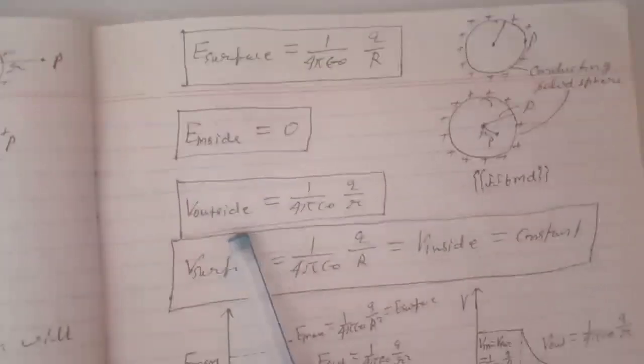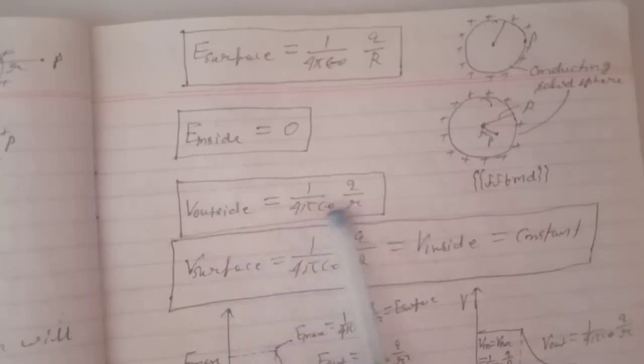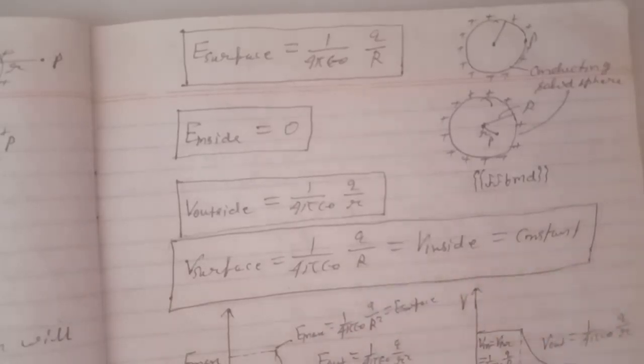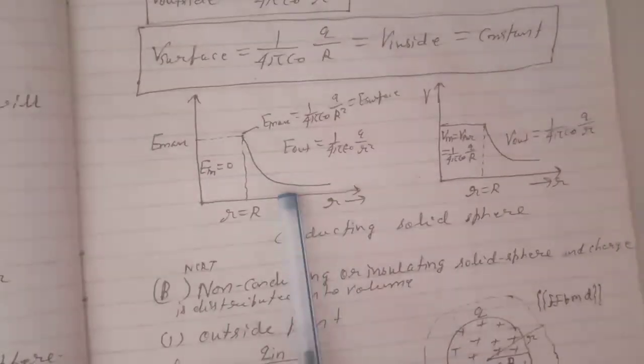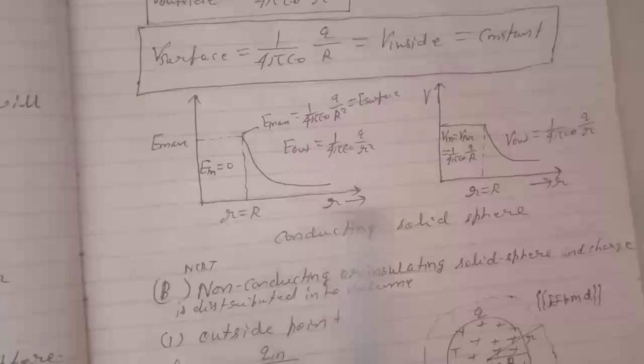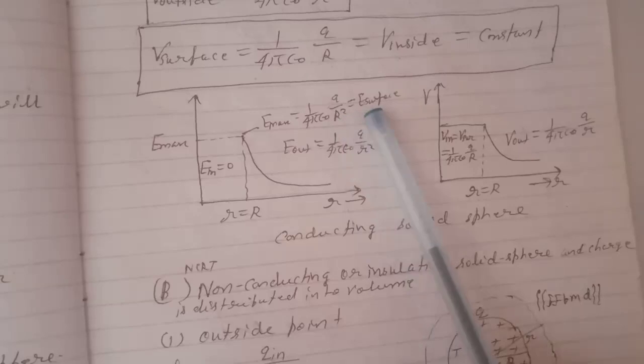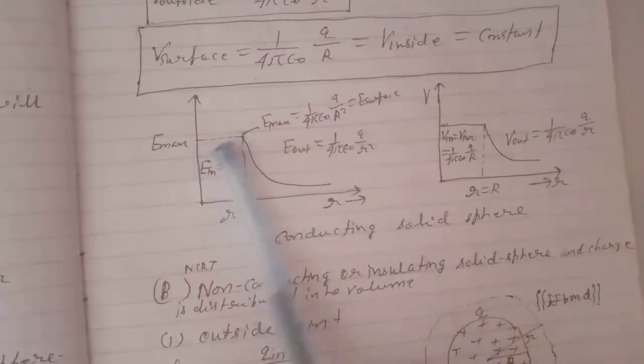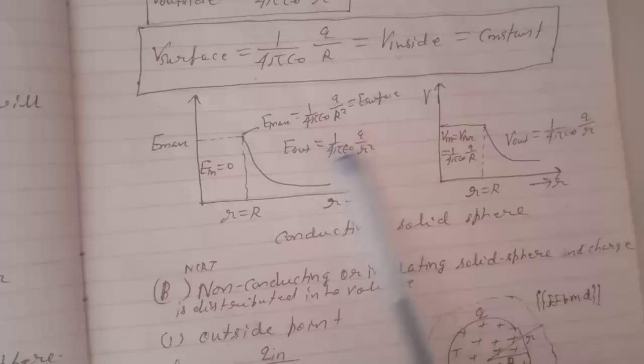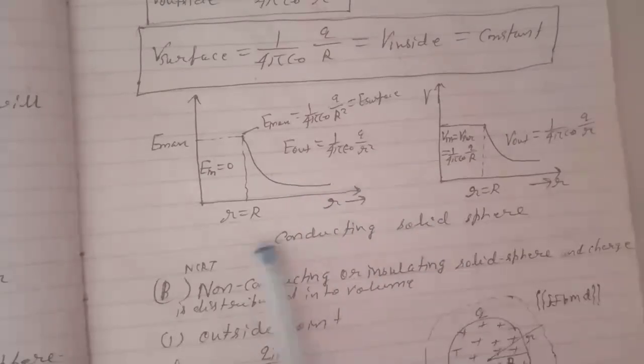Now the potential will be the same as for the conducting hollow sphere. V outside will be 1 by 4 pi epsilon naught q by r, and V surface is 1 by 4 pi epsilon naught q by R, equal to V inside, which is constant, and the values of E and V are shown in the graph. Here E max will be at the surface, that is 1 by 4 pi epsilon naught q by R square, and inside the sphere the electric field will be 0, so E equals 0, and E out will be given by this graph, that is 1 by 4 pi epsilon naught q by r square. This graph shows the variation of E with r square.